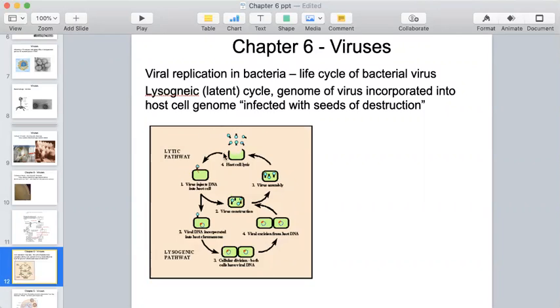That's what's being represented right here. The lytic pathway is going to result in host cell lysis. It's going to burst open and more viral particles will be released. So I do want you to be able to briefly describe the lytic and lysogenic phase of a bacteriophage.